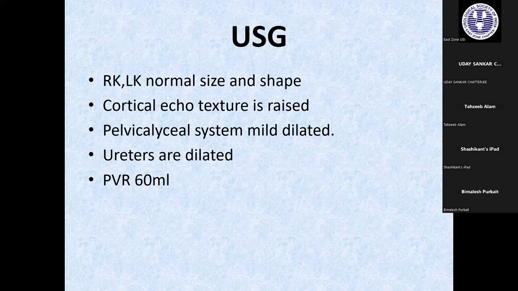Would you consider any other investigations before voiding cystourethrogram? You have already mentioned the physical examination, history, and ultrasound report. What is your provisional diagnosis? Then you will decide the next step. What are you thinking? It can be UTI with reflux, vesicoureteral reflux. Yes, one of the possibilities.